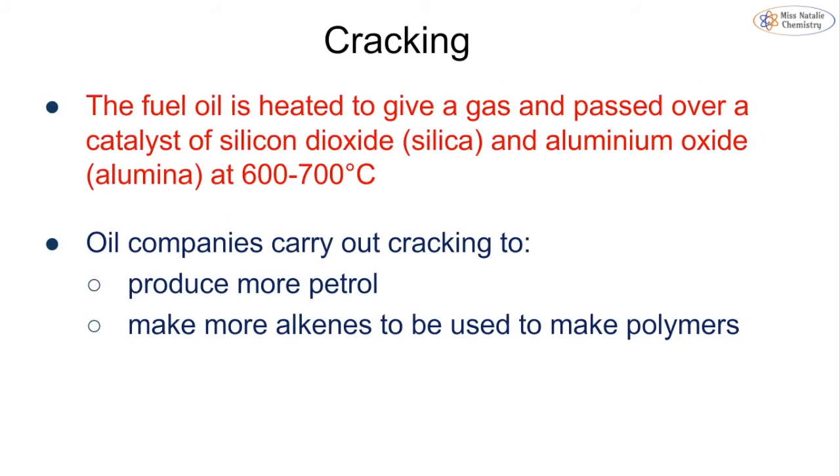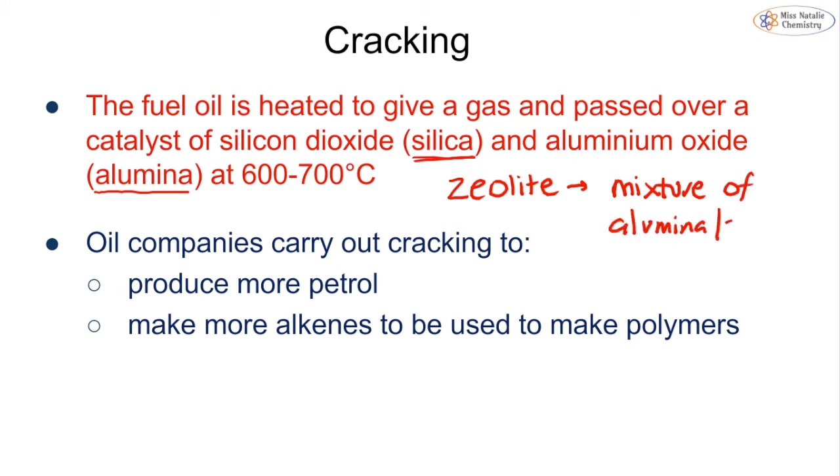And during the cracking process, the fuel oil or the long chain hydrocarbon is heated in order to vaporize it, and then it's passed over a catalyst. And the catalyst tends to be silicon dioxide or silica, or aluminium oxide, also known as alumina. Sometimes they can also use something known as zeolite, which is a mixture of the alumina and the silica. Any one of those would be a suitable answer. And they are also at 600 to 700 degrees Celsius. These are conditions that you have to know.